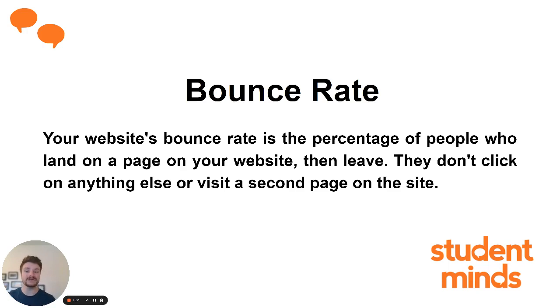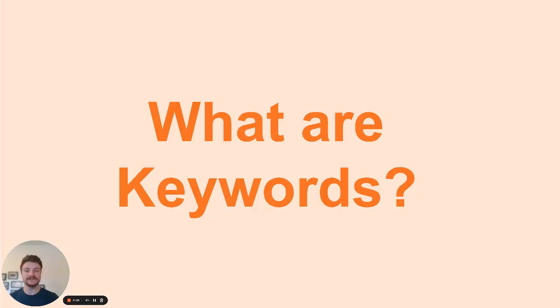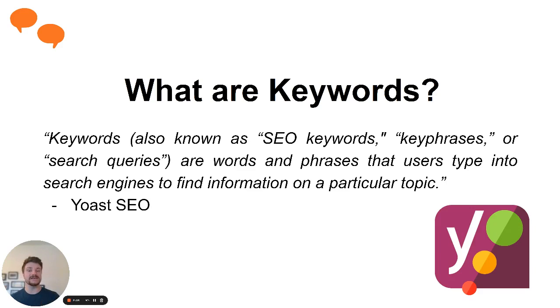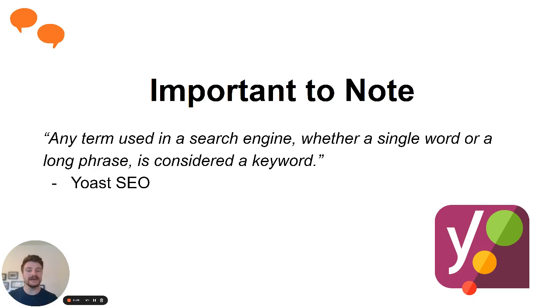So we know what keywords are and how they can affect our keyword score, but what are they? What are keywords? Keywords, also known as SEO keywords, key phrases, or search queries, and search queries is something I'll refer to quite often in this presentation, are words and phrases that our users are typing into search engines to find information on a particular topic. Important to note that any term used in a search engine, whether a single word or a long phrase, is considered a keyword, and this can sometimes be a bit confusing.